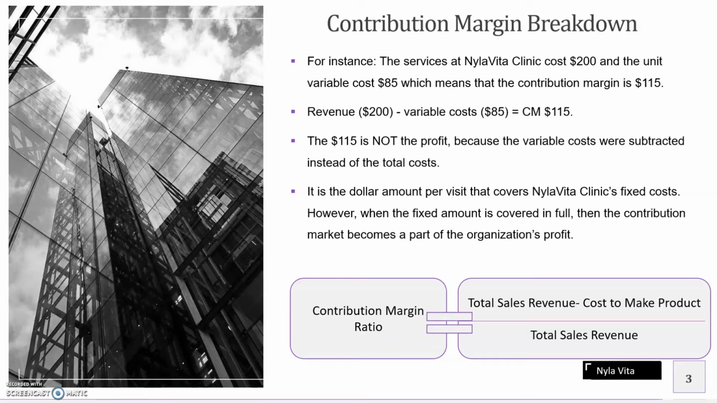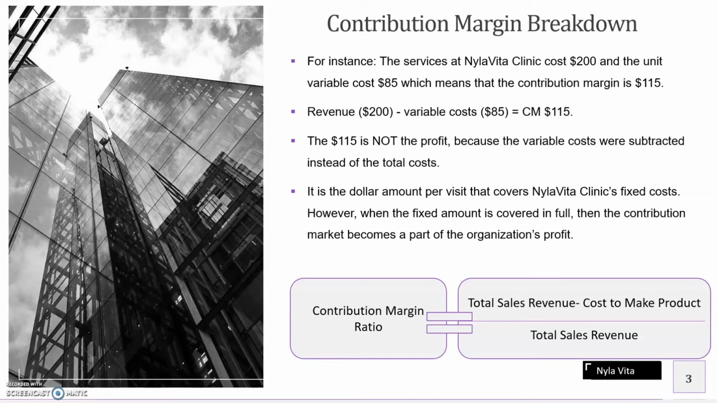Now let's look at an example. The services at Nyla Vita Clinic cost $200 and the unit variable cost is $85, which means that the contribution margin is $115. Now how do we get that? We took the revenue, which is $200, and subtracted the variable cost, which was $85. The total is $115, which gives us our contribution margin.